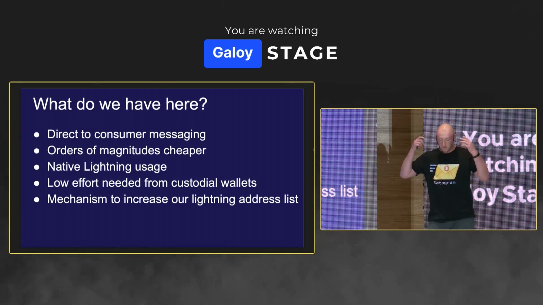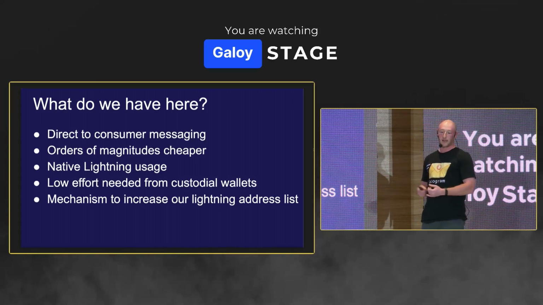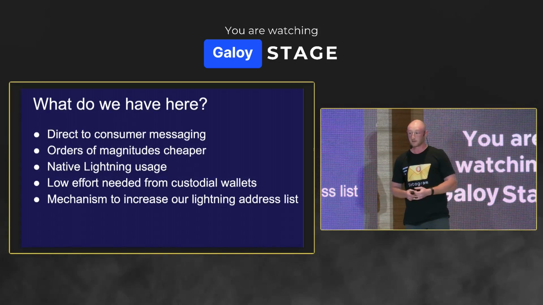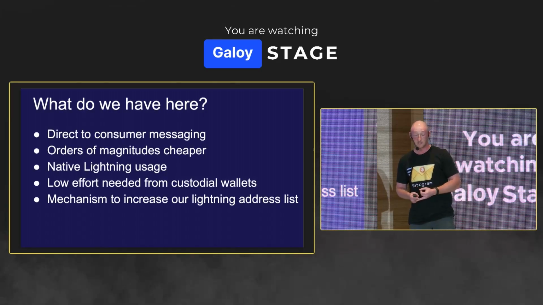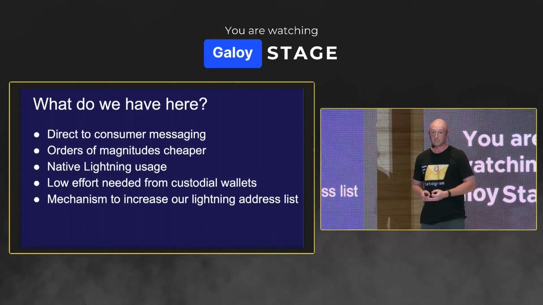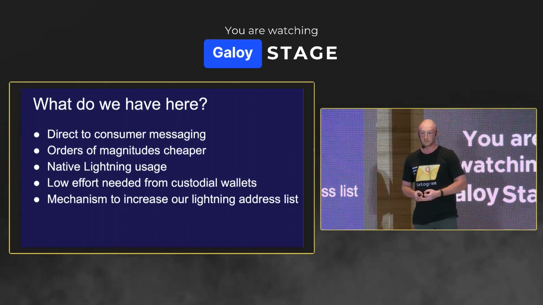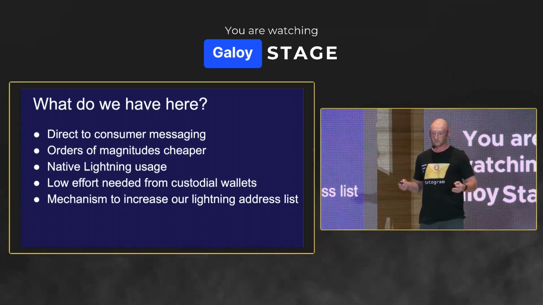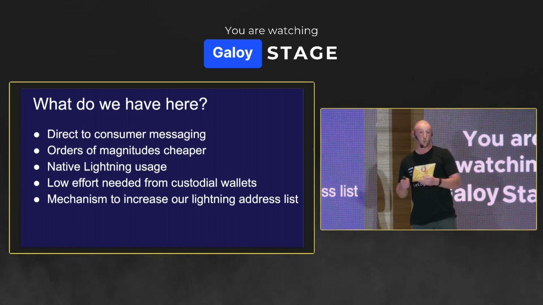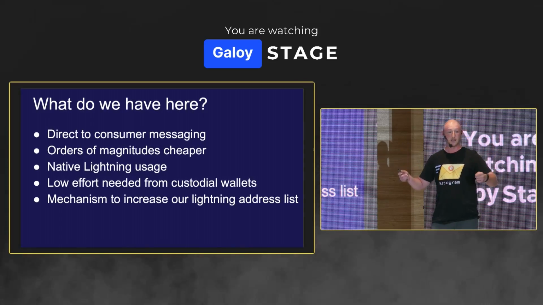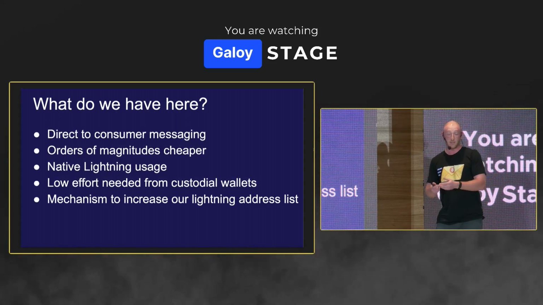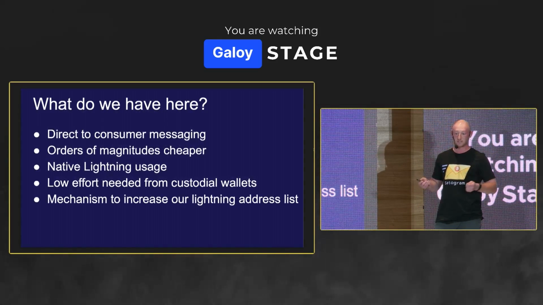So what have we really built here? We've got a direct-to-consumer messaging product that's incredibly cheap to use compared to traditional marketing mediums. Everything's done with native Lightning, right? I don't need any new opcodes. I'm using everything that's built into Lightning with a new custom record field. And on the wallet side, to implement this, it's incredibly low effort. All they have to do is recognize this field and then make decisions on what they want to do on the business logic side of that.